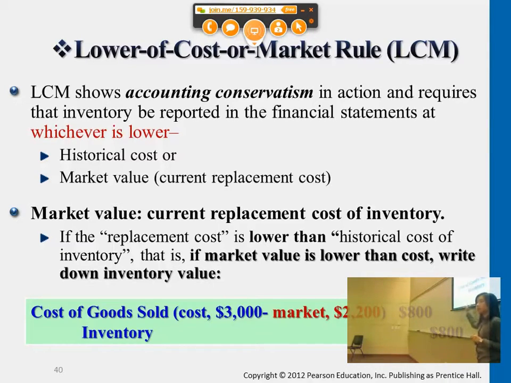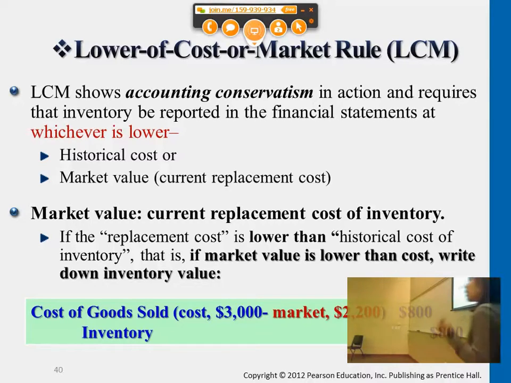Meaning that if the current replacement cost is only $9,000, you cannot represent $10,000 on the balance sheet for this asset. If the market already recognizes that the product is no longer worth that much, if it's only $9,000 or even lower, then we will adjust the difference between your original purchase cost and the current market price. Okay, so this is exercising the lower of cost or market rule.